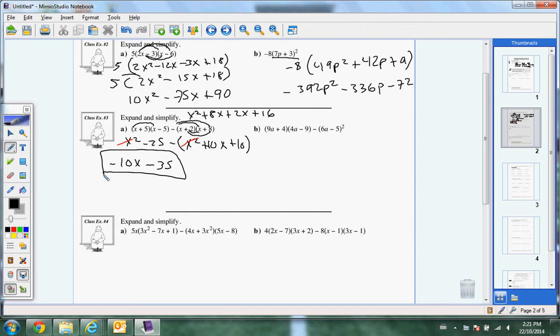When you're FOILing, wouldn't you do 2 times 8? So yeah, it is 16. It's just bad handwriting. Sorry. So, oh, I added it wrong. Oh, I see. You're right. I added it wrong, though. I read my own writing wrong. So it's going to be minus 41. Thank you. My bad.